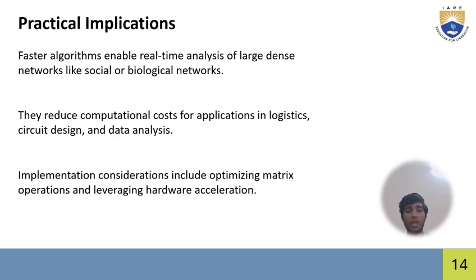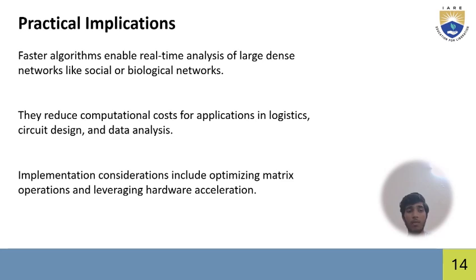Practical implications. Faster algorithms enable real-time analysis of large dense networks like social or biological networks. They reduce computational costs for applications in logistics, circuit design, and data analysis. Implementation considerations include optimizing matrix operations and leveraging hardware acceleration.